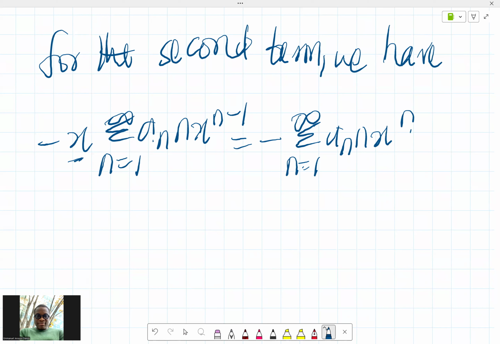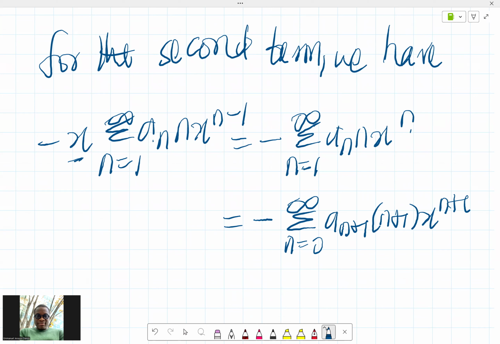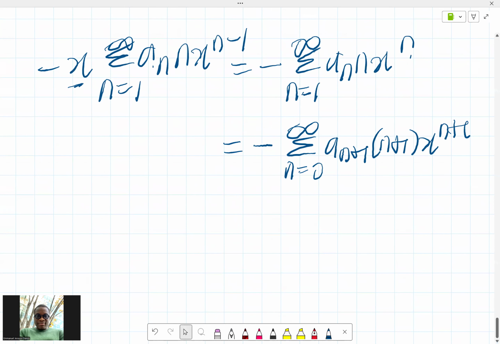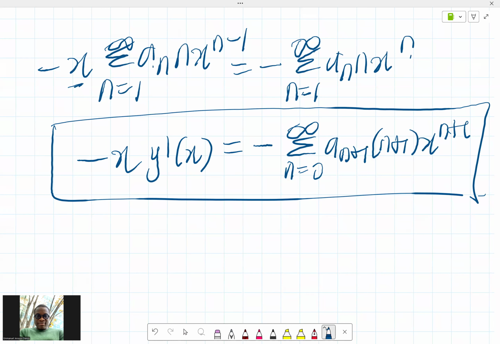But here, we still have n starting from 1. So we need to shift it by one step. And if we shift it by one step, it means we have minus summation from n equals 0 to infinity of, instead of an, because it's gaining one step, we have an plus 1, and n alone becomes n plus 1. Then we have x raised by n plus 1 also, because of the value that was already decided before. So the second term becomes like this. Okay, minus x y prime of x now becomes this, so I can circle that. All right.